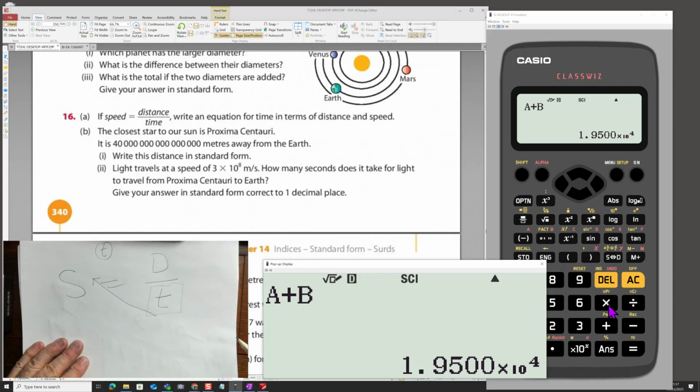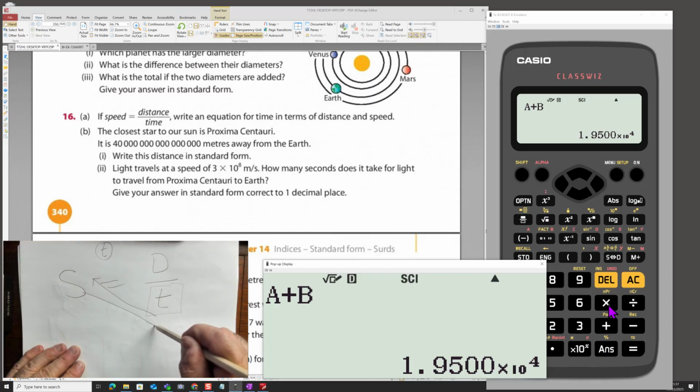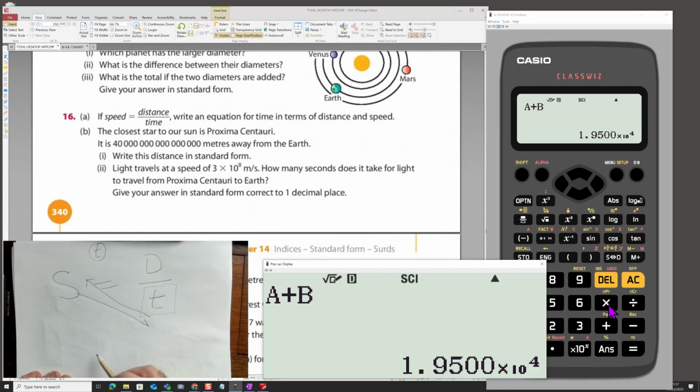Okay, but after bringing it up, we don't want S to be with it, so we'll also bring the S down. So this is our plan. Let's go ahead and execute. T equals D over S.